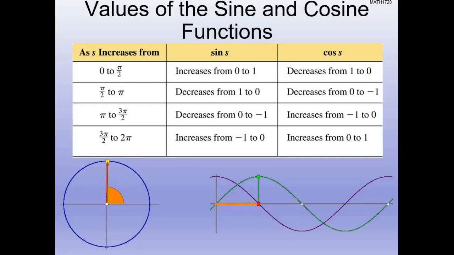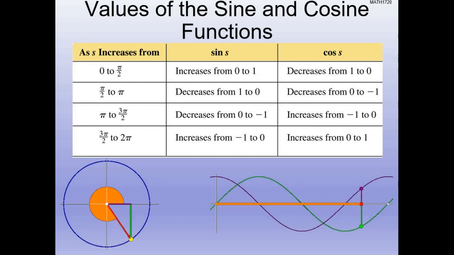So taking a look at this, what I really want us to come away with is understanding that if we're looking in quadrant 1, 2, 3, and 4, so that's what we're describing as S increases from 0 to pi over 2. That's in quadrant 1. What's happening with sine? What's happening with cosine? From pi over 2 to pi. What's happening with sine? What's happening with cosine?